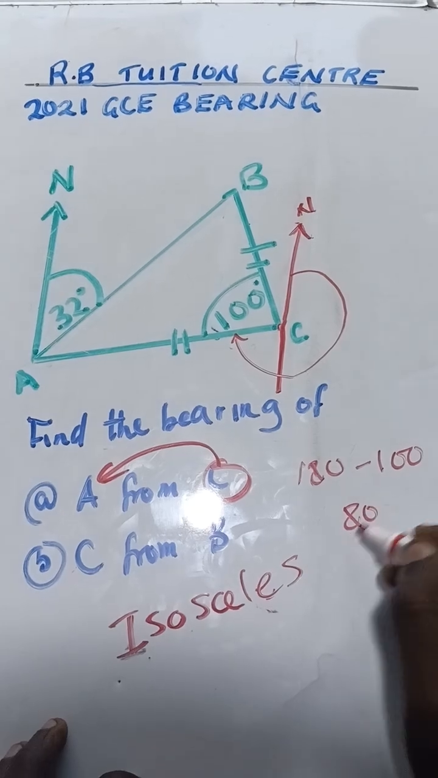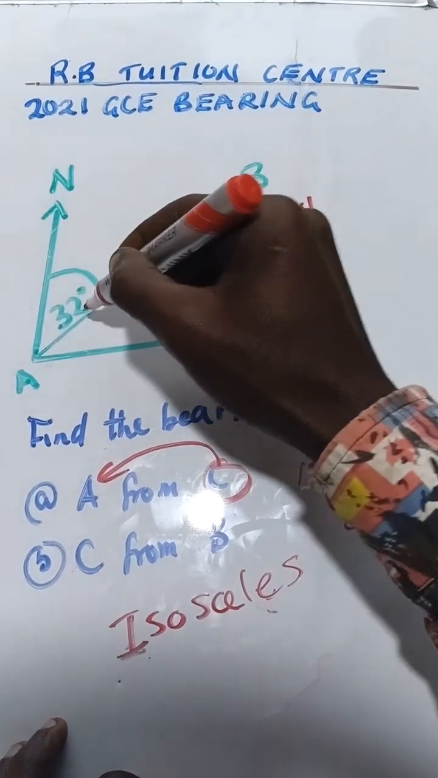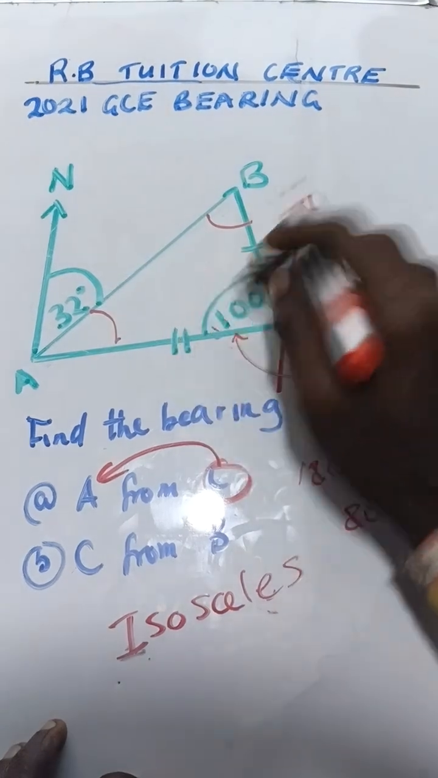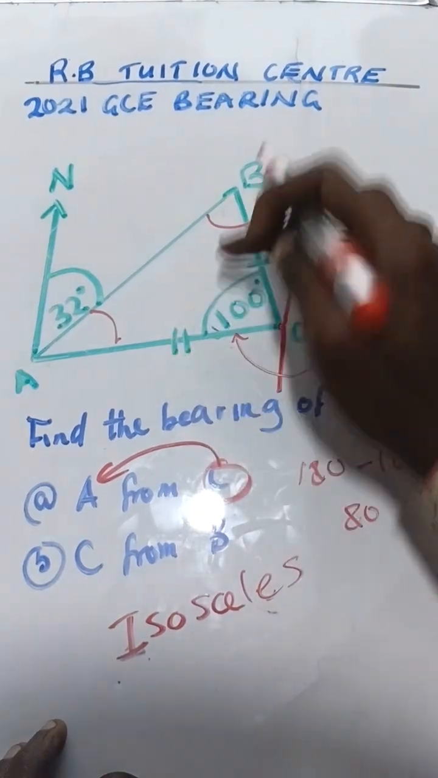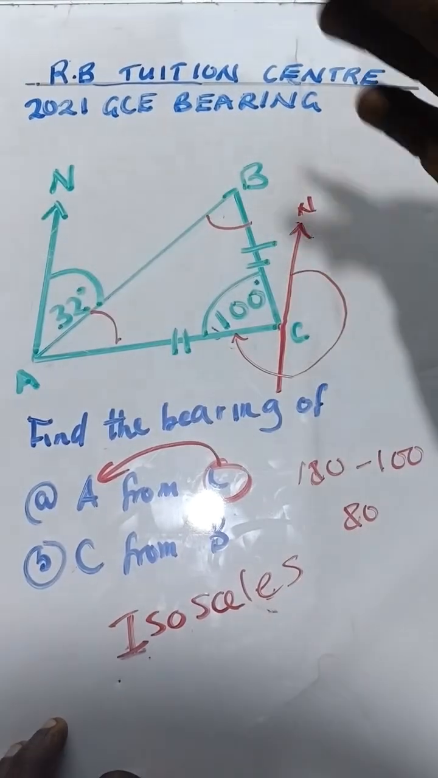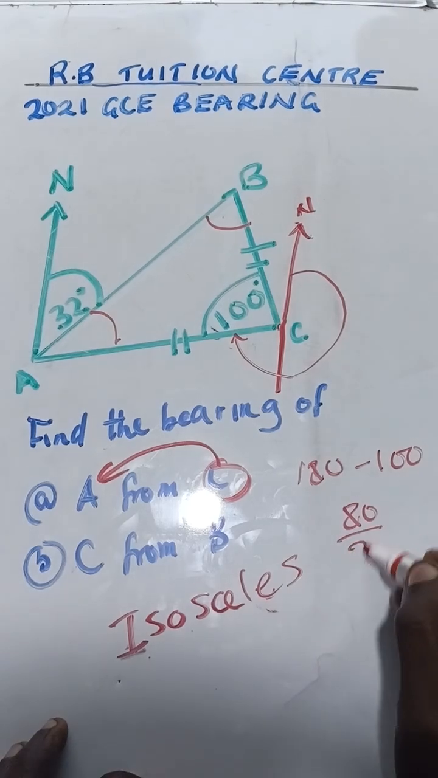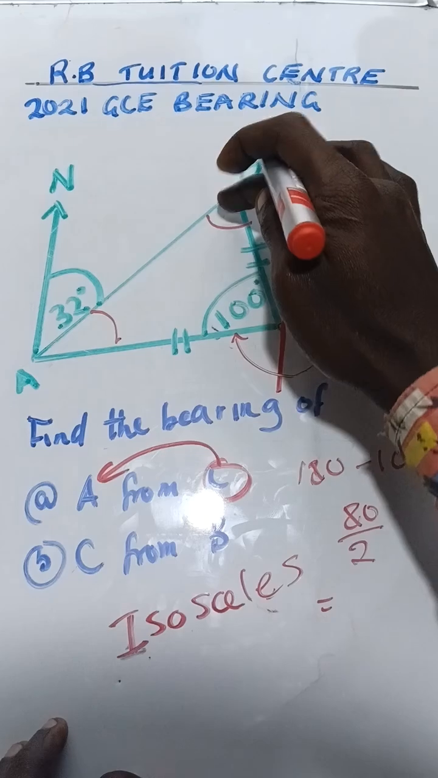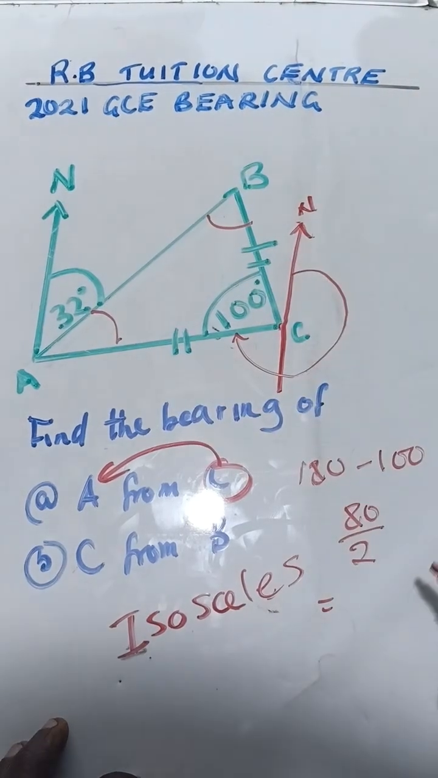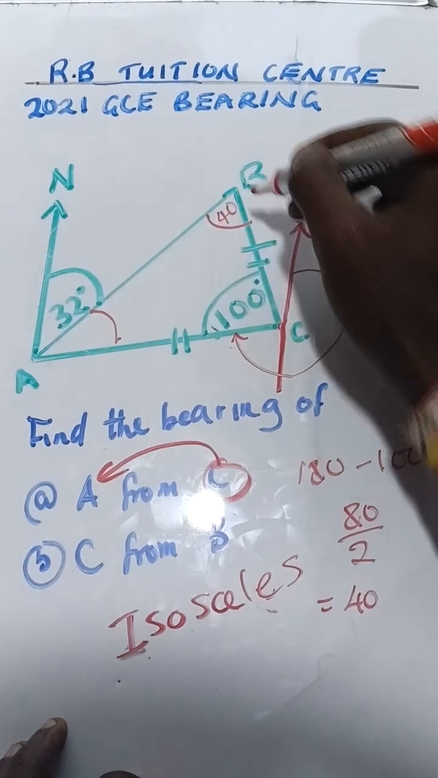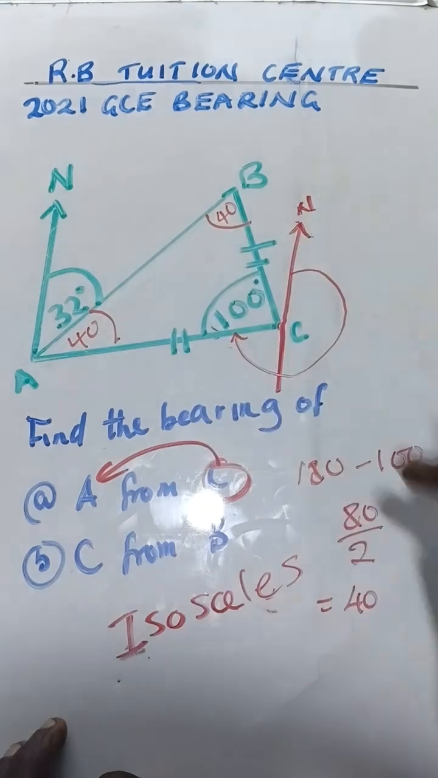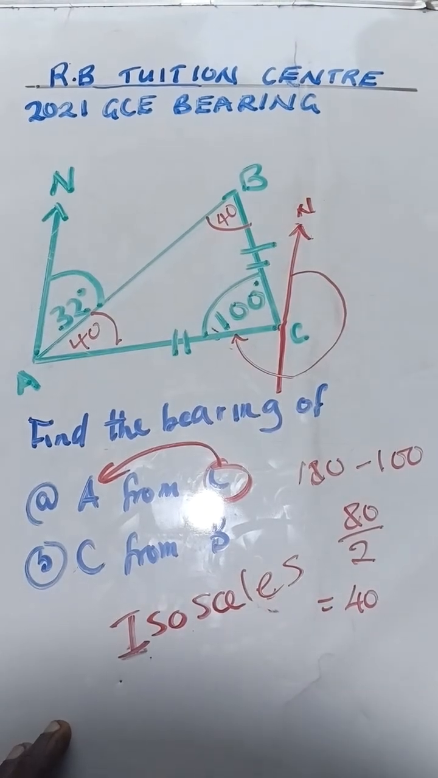So this 80, because this angle and this angle are the same, because it is an isosceles triangle. So this angle and this angle appear to be the same. We are going to say divided by 2, right? Because this angle and this angle are equal. So if we divide by 2, we are going to have 40 this side and 40 this side. Are we getting the point here? I guess we can see that.